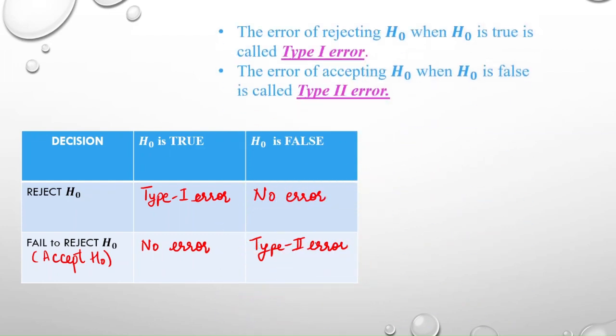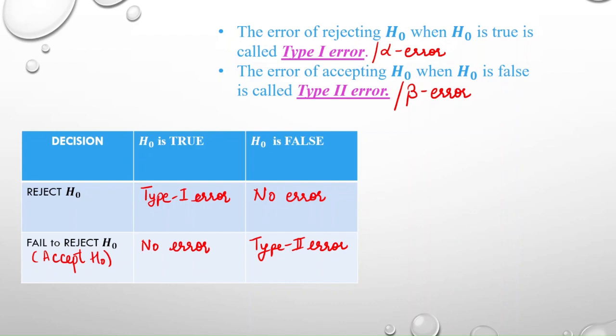So what we can say is that the error of rejecting the H0 when H0 is true is called the type 1 error, and it is also known as alpha error. The error of accepting H0 when H0 is false is known as type 2 error, and it is also known as beta error.